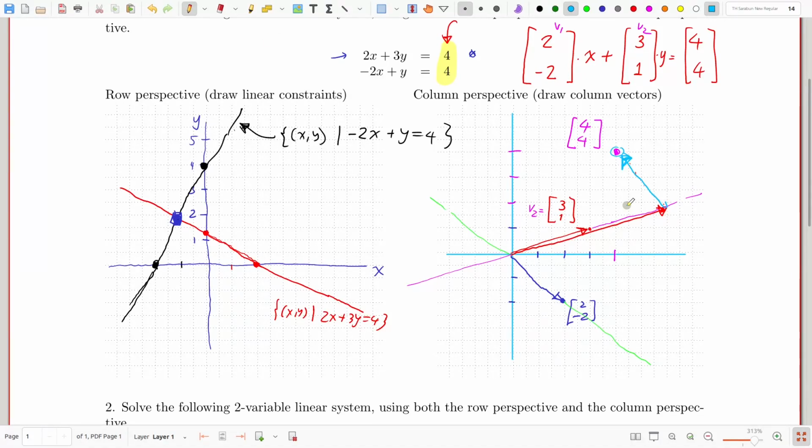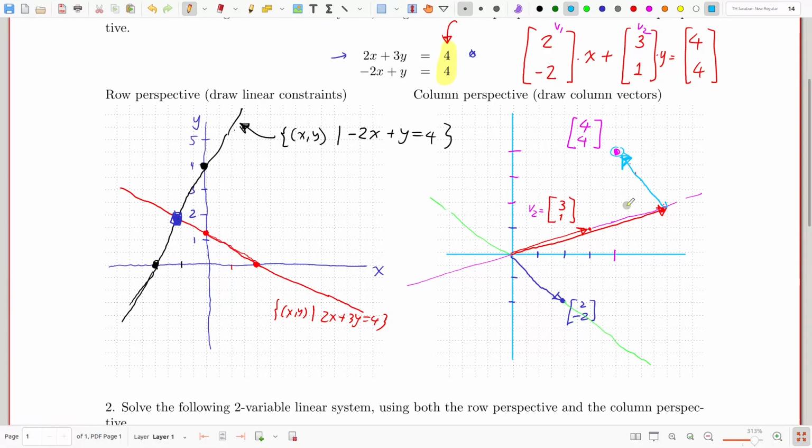So we have 2 vectors, V1 and V2, representing both columns. We have the destination representing the right hand side constraint. To solve for x and y, you want to show that you can combine V1 and V2 to reach (4, 4). So you want to show that (4, 4) is a linear combination of V1 and V2. You scale V2 by this much, and you scale V1 by this much, minus something, and you reach (4, 4).